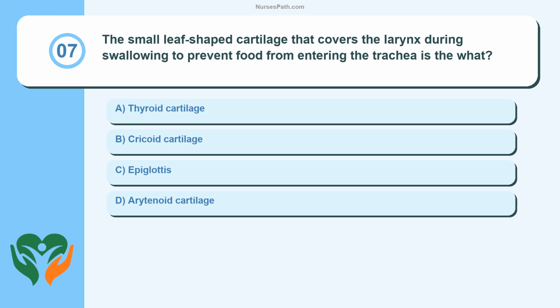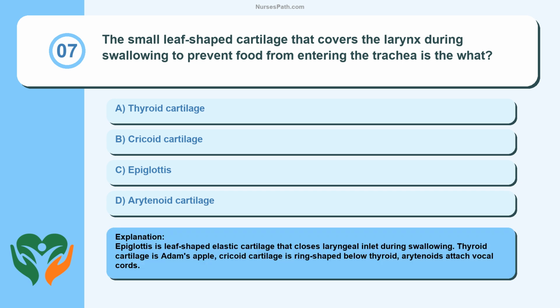Question 7. The small leaf-shaped cartilage that covers the larynx during swallowing to prevent food from entering the trachea is the what? Thyroid cartilage, cricoid cartilage, epiglottis, arytenoid cartilage. Epiglottis is leaf-shaped elastic cartilage that closes the laryngeal inlet during swallowing. Thyroid cartilage is the Adam's apple. Cricoid cartilage is ring-shaped below the thyroid. Arytenoids attach vocal cords.